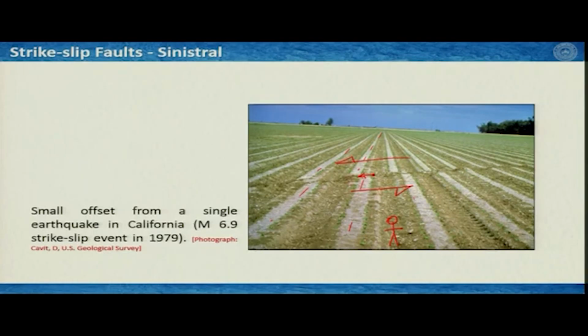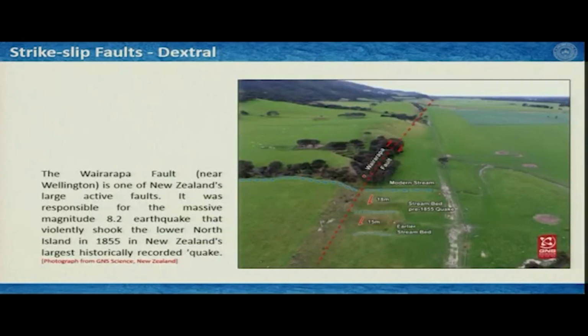Now, I will take you to another spectacular place where I used to live at one point of time. This is the Wairarapa fault, and this is near Wellington in New Zealand, and this is one of the large active faults in New Zealand, and it was responsible for the massive magnitude 8.2 earthquake. It happened in 1855, and it almost shook the North Island of New Zealand, and this is one of the largest recorded earthquakes in New Zealand.